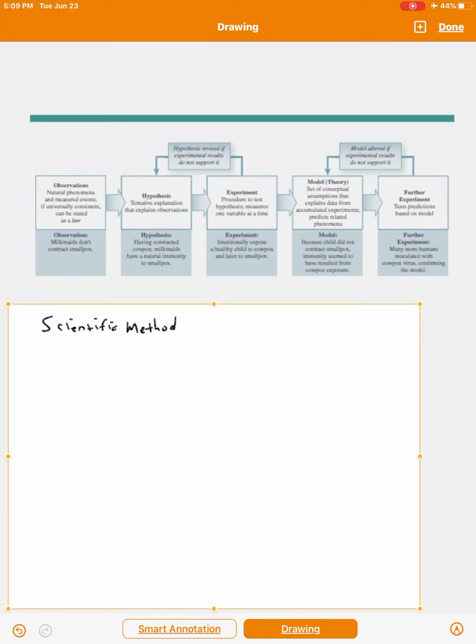Now, if you run different types of experiments, try different children, try children from different areas, different ages, that sort of thing, and you keep getting the same result, essentially, that if they're exposed to the cowpox, they don't contract smallpox, then eventually you can develop what we would call a theory, which is a real explanation for what is happening. And so eventually, upon further testing, this hypothesis could become a theory of what's happening. Okay, so that's the scientific method.